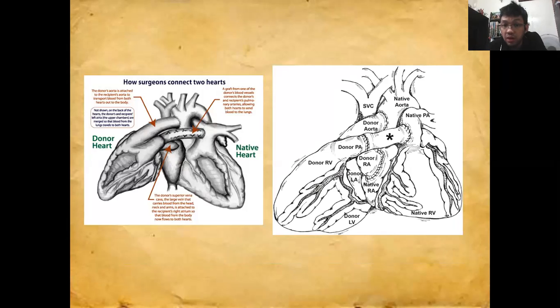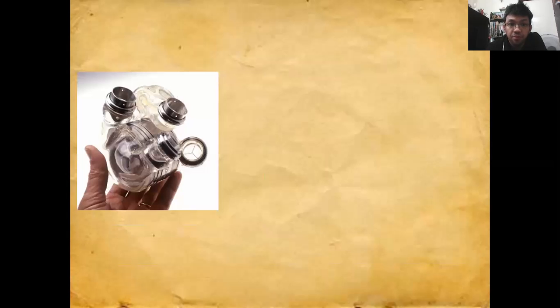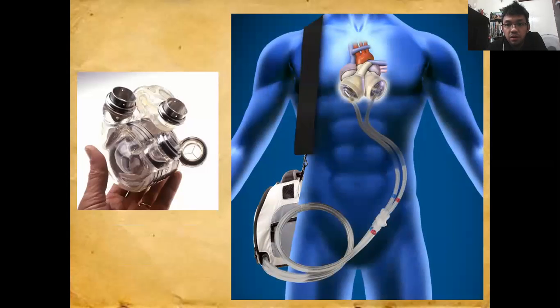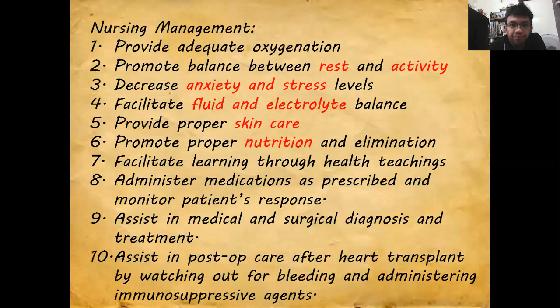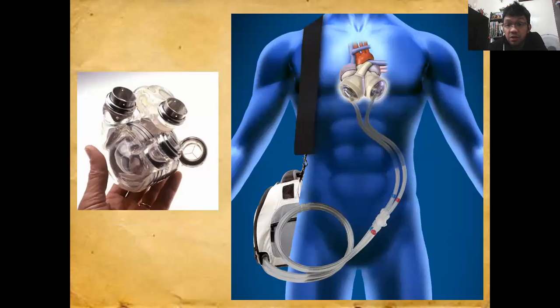Or they do this as well, wherein they connect two hearts. So this is the artificial type of heart transplant. This is a newer device that can be used to treat heart failure until eventually the patient is going to be needing a heart tissue from a donor.